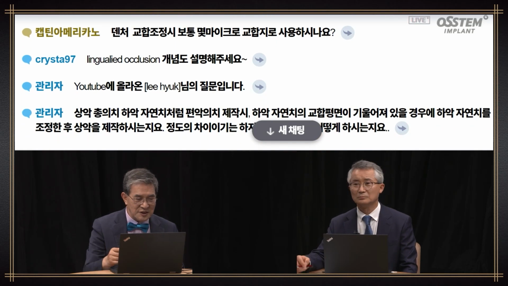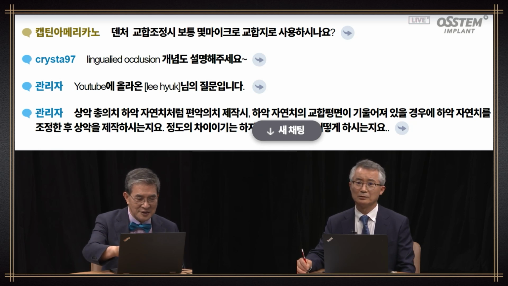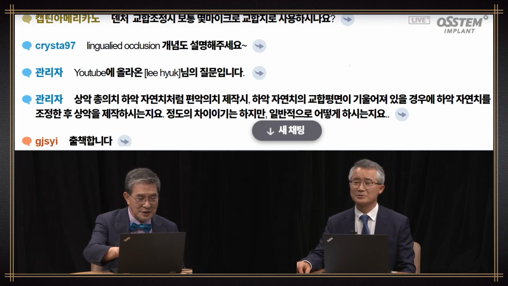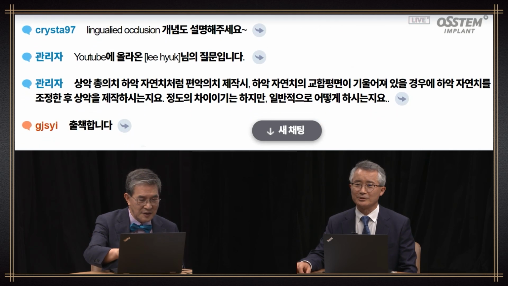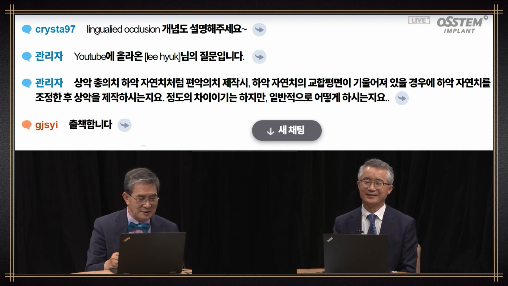Captain Americano asks: when you do occlusal adjustments for dentures, what micron articulating paper do you use? This was already mentioned, so you use shim stock. I use the best articulating paper that is really thin.